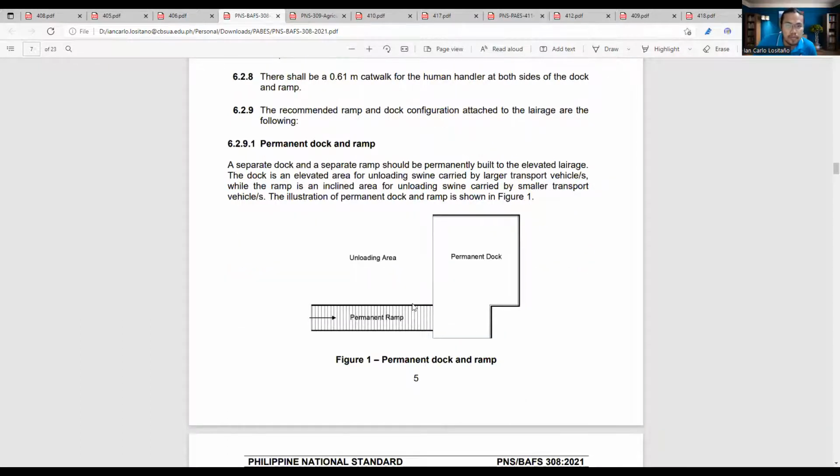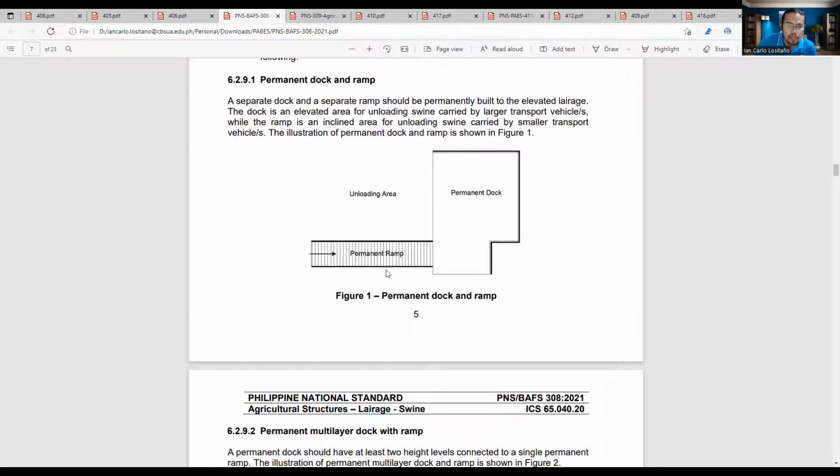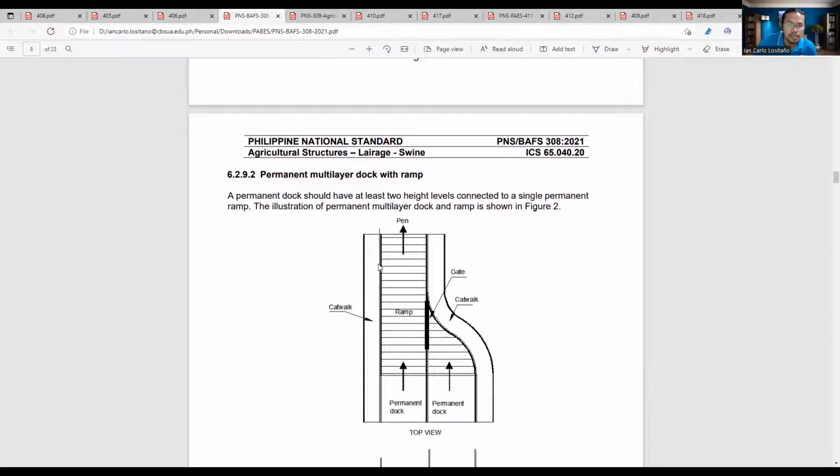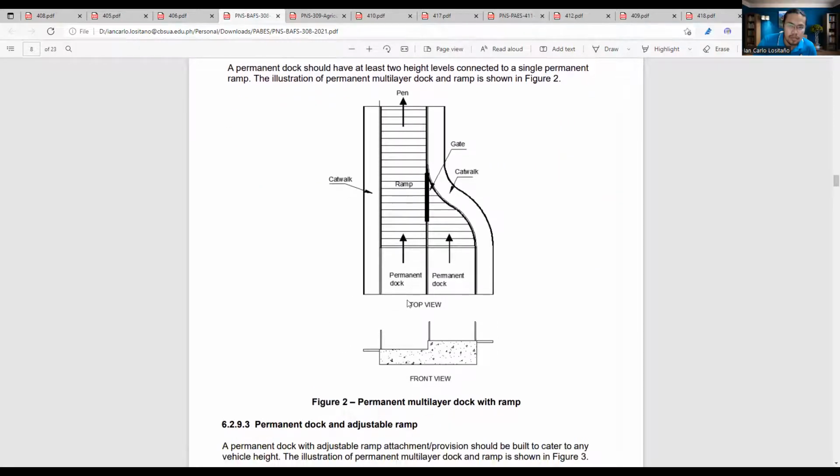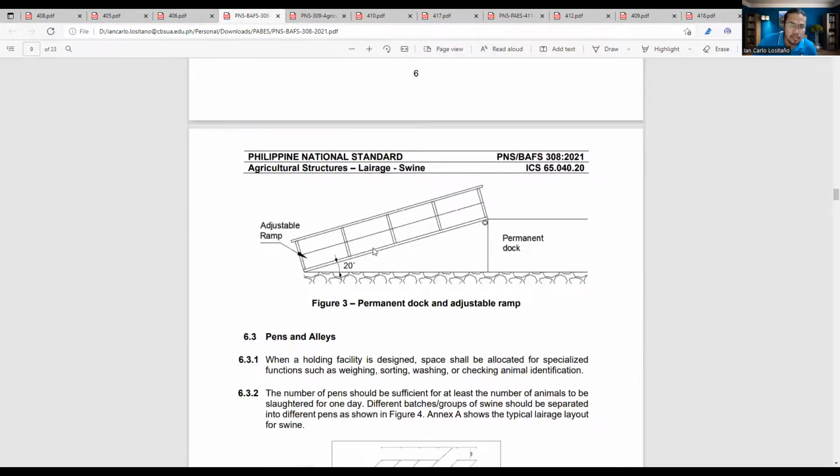For the permanent dock, you have the permanent ramp and then the permanent dock. This is the loading area. If it's a multi-layer truck and dock, this is as shown. You have your permanent dock and a ramp with a gate, so the animals converge to the pens, to this area. And then you have your permanent dock but adjustable ramp. The ramp could be removable or adjustable.